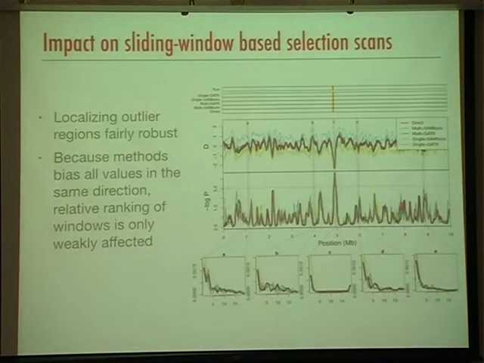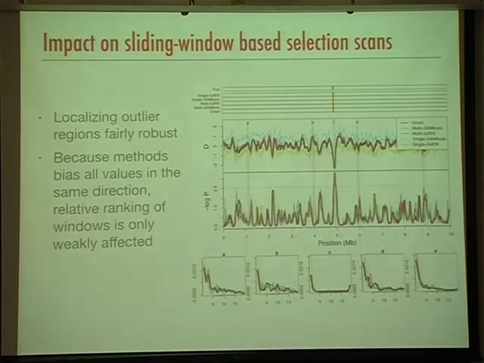When you're doing selection scans where you might slide along the window looking at relative values of Tajima's D, it actually turns out not to matter too much because you've biased yourself, like with a multi-sample caller, you bias yourself towards positive Tajima's D, but you do so relatively in equal ways across the whole genome. Likewise, with single sample callers, you bias yourself towards negative values, the same way across the whole genome. So your relative ranking of regions doesn't change very much. And so that's what's shown here.